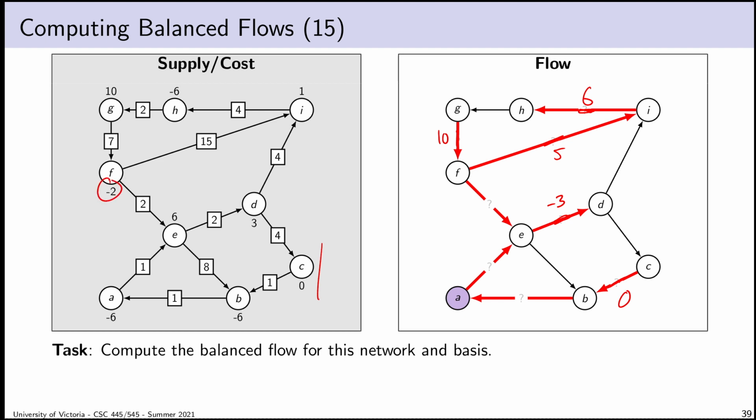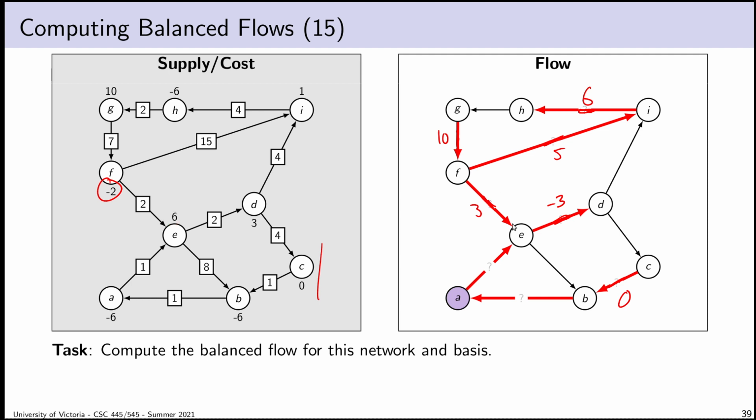Okay, so what about vertex F? Vertex F had a demand of 2, but then I sent in 10 units from G, so it now has a supply of 8. But then I sent out 5 units to I, which means F now has 3 left over. And I have to get rid of all 3 of those units of flow, and the only edge available is the one leading up to the parent of F, which is E, so I must send 3 units from F to E. Now, if we look at vertex E, you have to be a little bit careful here. At vertex E, there was originally a supply of 6.